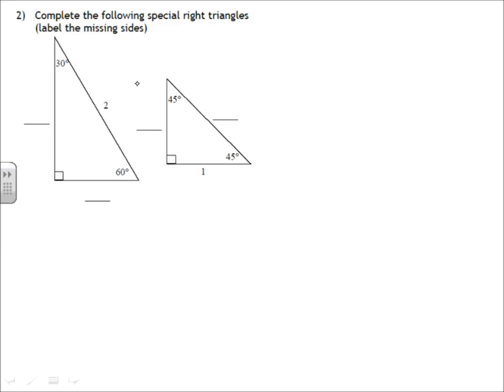Next, complete the following special right triangles. We have a 30, 60, 90, and we have a 45, 45, 90, our two special right triangles. If the length of my hypotenuse is 2, the short leg would be 1, and the long leg would be the square root of 3. Remember, in general, it's 2x, x, x root 3. Over here, it's the 45, 45, 90. Again, my angles are both 45. This has to be 1, and the hypotenuse has to be the square root of 2.